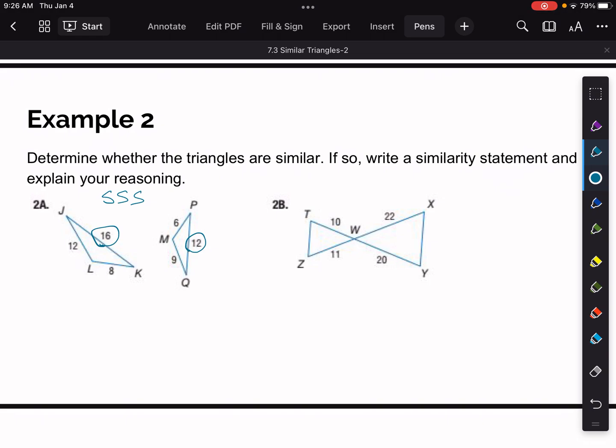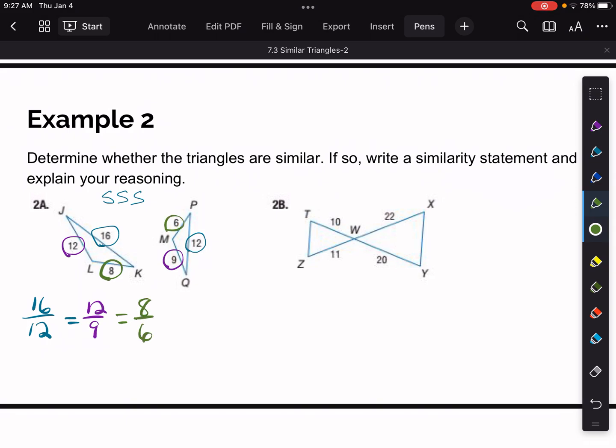So I'm going to check, it is 16 over 12 equal to, and then I'm going to go to the medium, like the next greatest. Maybe I'll change colors so you guys can follow with me. The next greatest would be the 12 on this one and the 9 on this one. So I would say 12 over 9. And then for my final one, we'll use green here. We have the smallest side length, so 8 over 6.